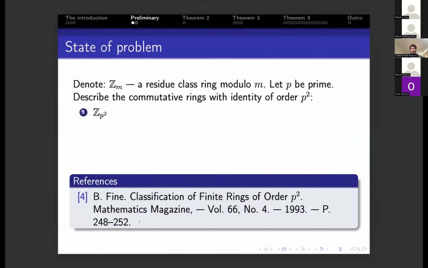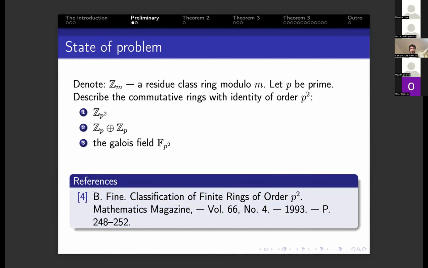Now let's go to our problem. Denote by Z sub m the residue class ring modulo m, and let p be a prime number. Firstly, let us describe the commutative rings with identity of order p squared. This classification was given in the paper of Fine: there are exactly 4 different commutative rings with identity of order p squared.